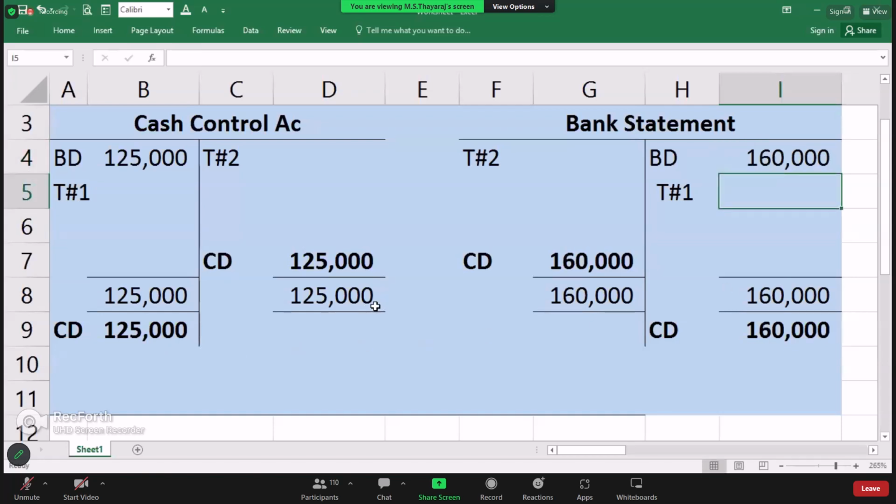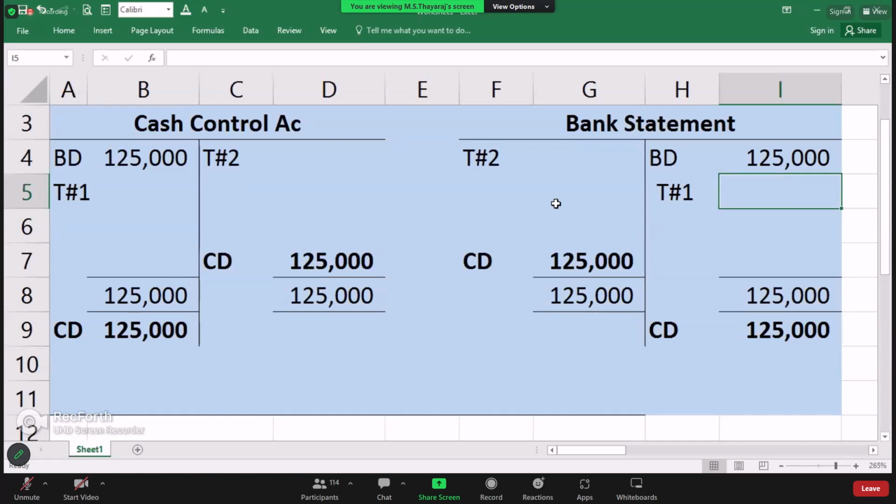So this is happening. So we have to reconcile, we have to equalize the cash control account and the bank statement account. For that purpose, we have to take the control account. So the cash account is there, the bank statement is there. According to the question, there are some transactions, some events given. According to those events, what happened to the cash control account, what happened to the bank statement, what are the changes. Sometimes the bank statement balance will be increased, sometimes the cash control account balance will be increased.